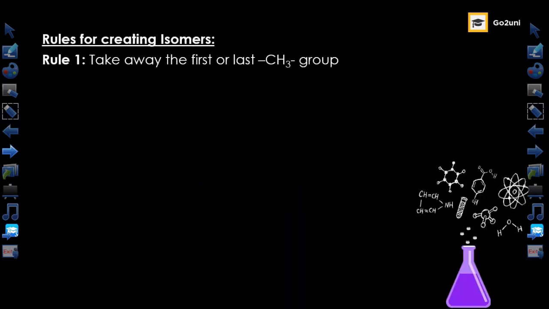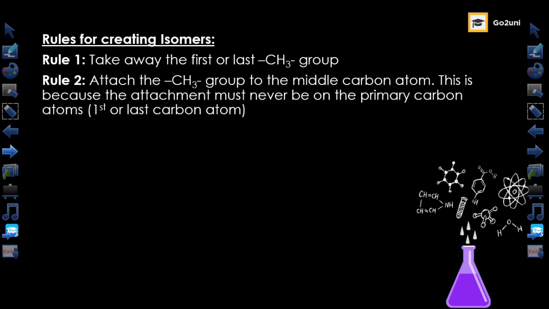There are rules that guide the creating of isomers. Rule 1 says we will have to take away the first or the last CH3 group in the chain. That is to say, in any given hydrocarbon chain, to create an isomer of that chain, the extreme CH3 at the left or at the right will be broken away. When you break it off, it will be attached to the middle of the hydrocarbon chain. It is forbidden to attach that CH3 to either of the extreme carbon atoms that will be remaining.